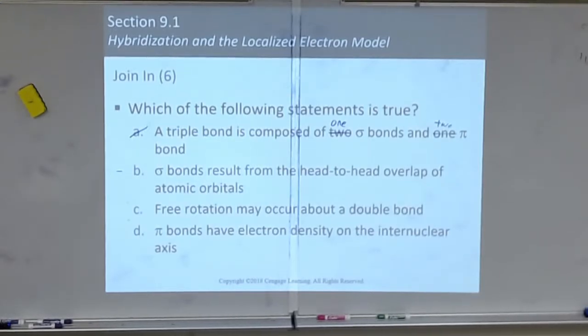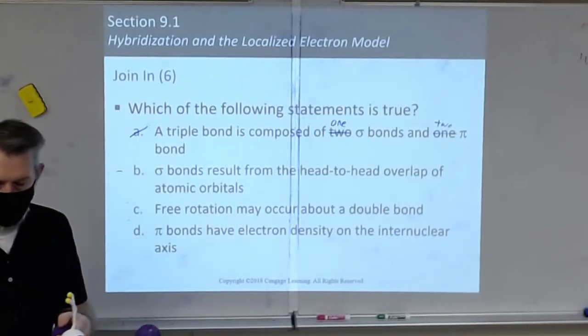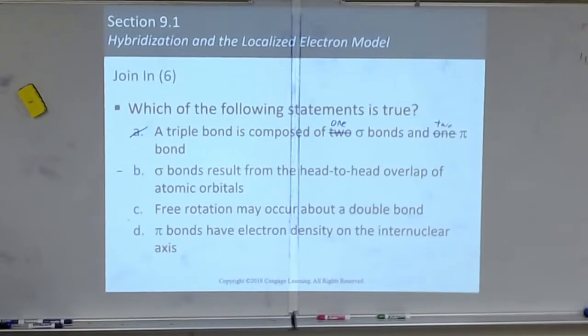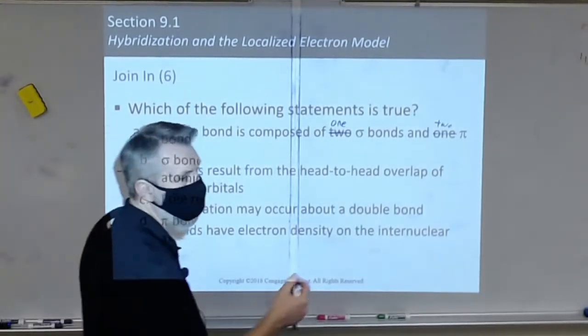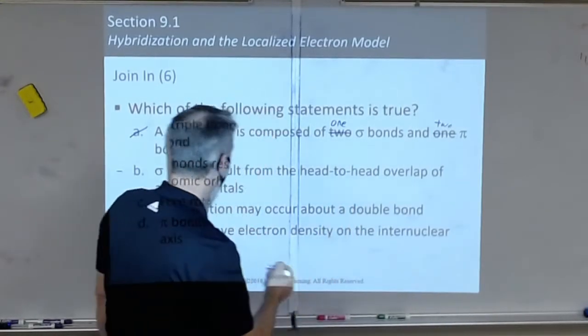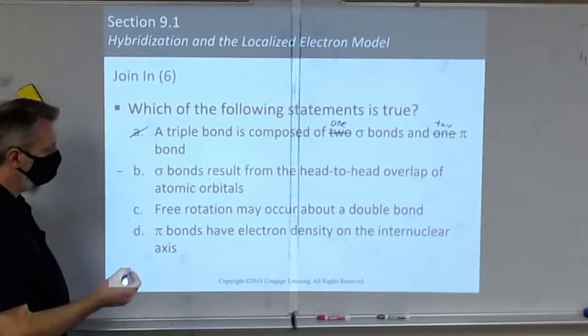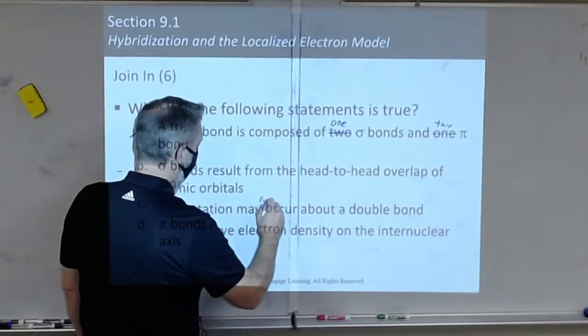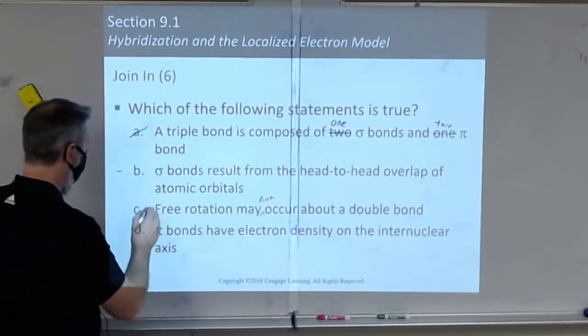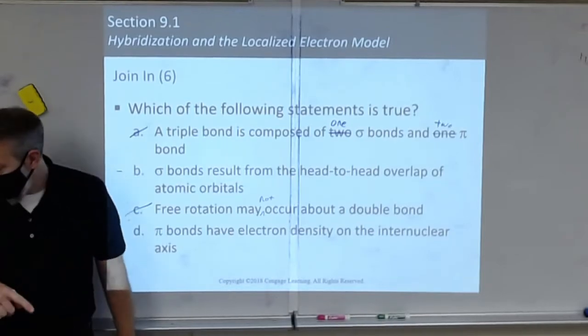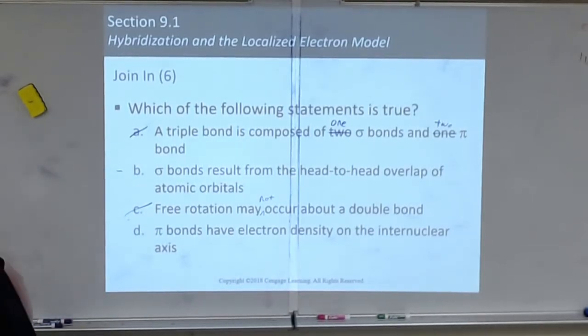So, does free rotation occur around a double bond? What do you mean by free rotation? Free rotation. So on these, not resonance, these guys can actually spin. So if I've got a double bond, they're locked. They can't move. So free rotation is not going to occur. Okay? I'll just put a not there. It can occur around a single bond, but not around a double bond or a triple bond. There it is.